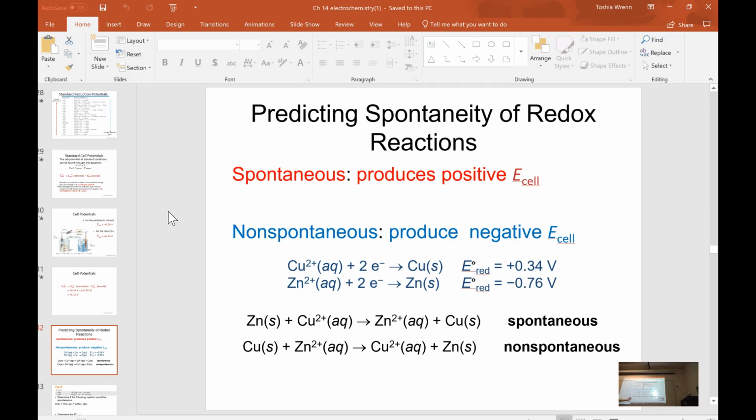Whereas if I were to hook it up the opposite direction and try to force copper to be my anode, it's not going to be spontaneous. I can still make it happen, but I'm going to have to apply an electrical current and perform electrolysis to make that happen.